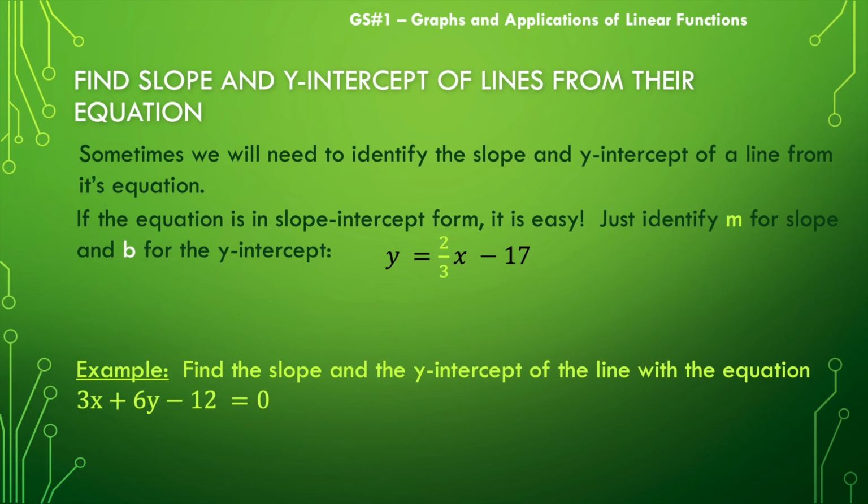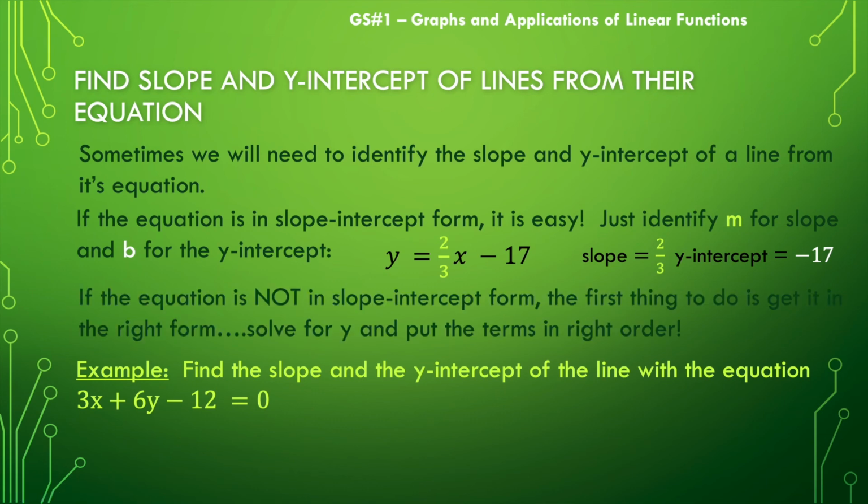If it's in slope-intercept form, great. I can just choose the m value, which is the coefficient of the x. So the slope is 2/3. And the y-intercept is the constant on the other side. So the y-intercept is negative 17.